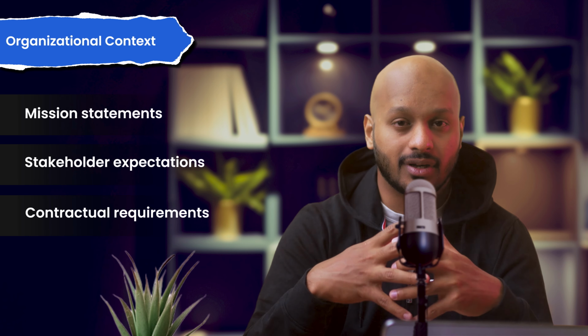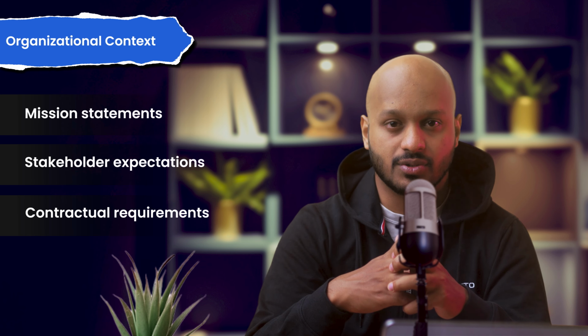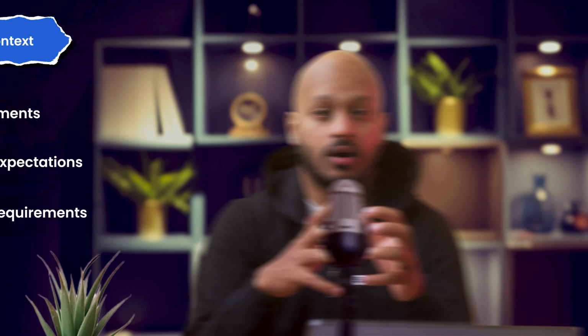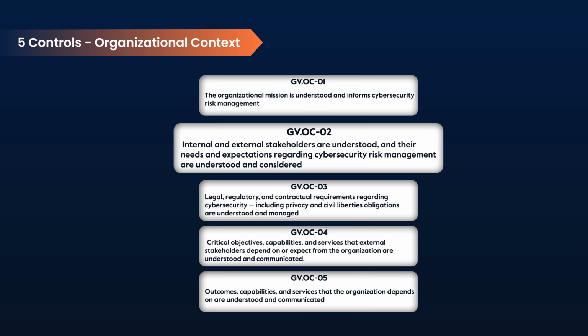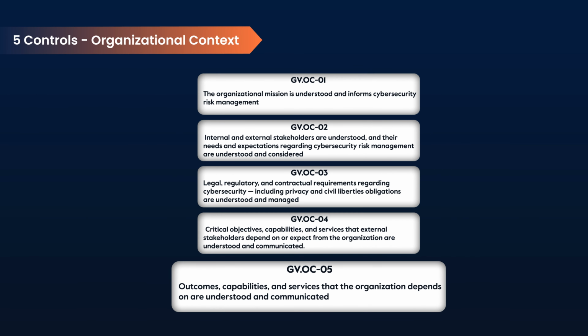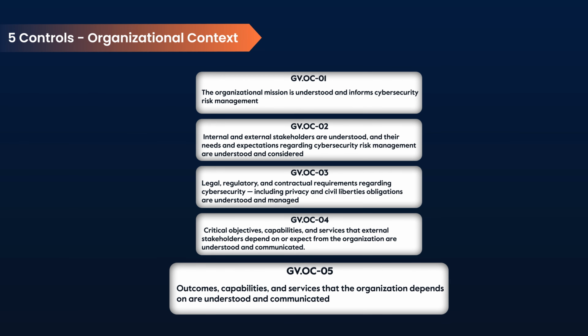The next 5 categories under Govern are: number 1, organizational context, which ensures things like mission statements, stakeholder expectations, and contractual requirements, basically all the layers that determine your organization's cybersecurity risk management decisions, are understood and known. Organizational context has 5 controls under it, including identifying stakeholders and ensuring their cybersecurity needs are met, and ensuring outcomes, capabilities, and services that your organization depends on are determined and communicated.